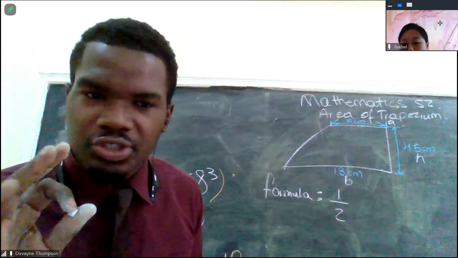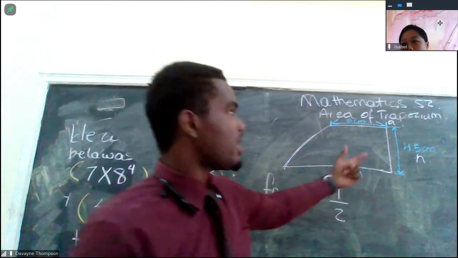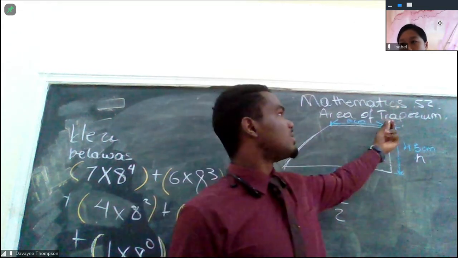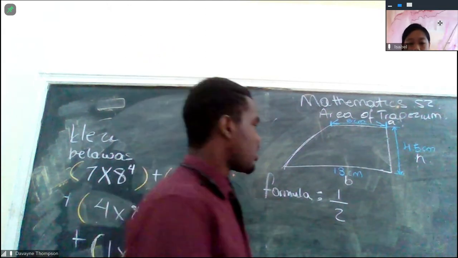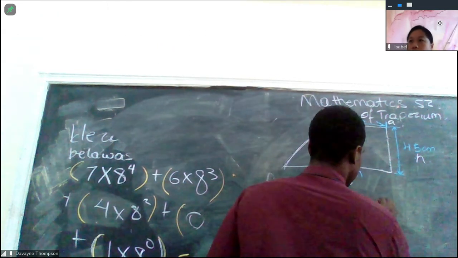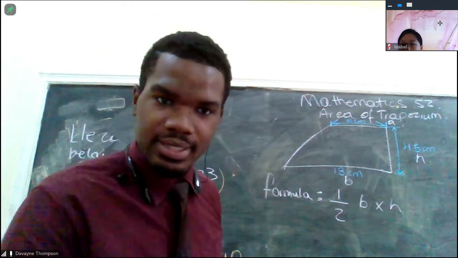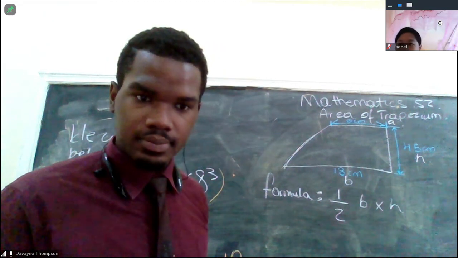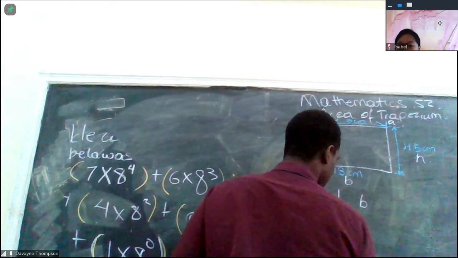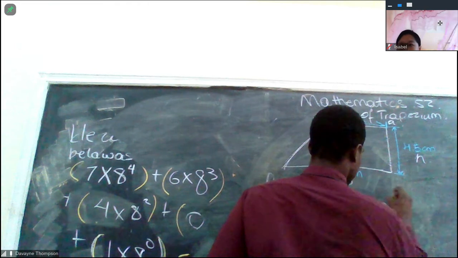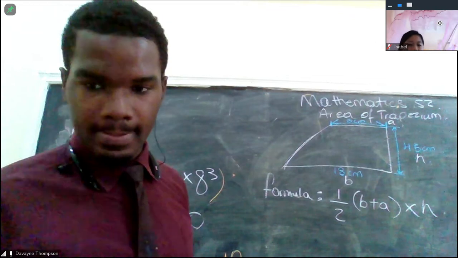And remember the area for a triangle said half times base times height. But we couldn't possibly use that formula. Why? We have an a right here. So what do we say you must do? We're going to have the formula half times base times height, but we're going to add the a into the formula. Clear? Everybody remember that? So we're going to say not base times height, but base plus a, times height. Everybody clear?